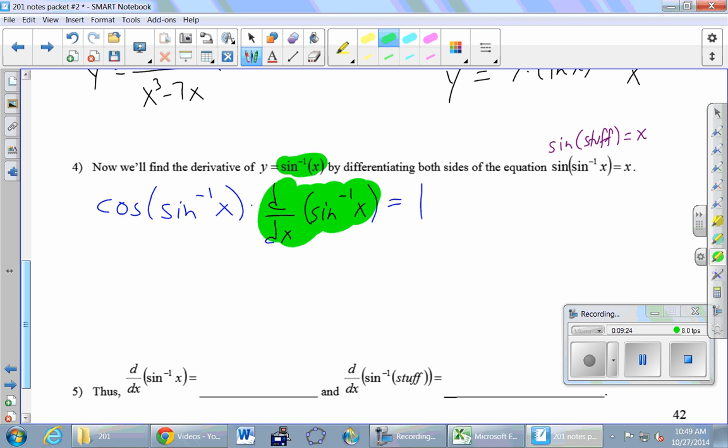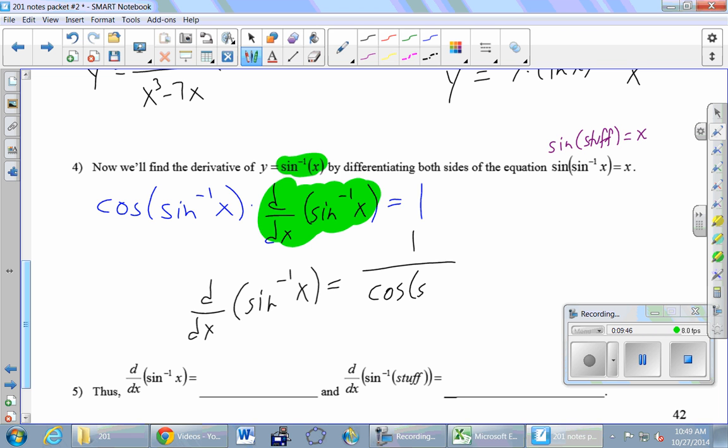We don't know what the derivative of inverse sine is. We're about to figure out what the derivative of inverse sine is. So what do we do to both sides to get this green thing by itself? Divide by that messy cosine of inverse sine x. So let's do that. And so we get the derivative of inverse sine is equal to 1 over cosine of inverse sine of x. Okay, so we've got our answer. The derivative of inverse sine is 1 over cosine of inverse sine of x.